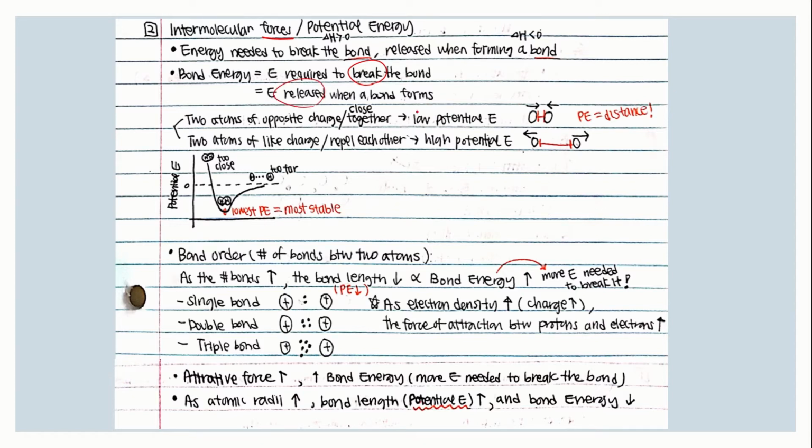So potential energy is related to the distance between the atoms, and the lower the potential energy, the shorter the distance between two atoms. Between two atoms of different charge, there will be low potential energy because the distance between those atoms will be small. And two atoms of like charge, which will repel each other, will have higher potential energy because there will be a longer distance between those atoms. And this is the graph of potential energy. When the potential energy is the lowest, the atoms will be in the most stable state.